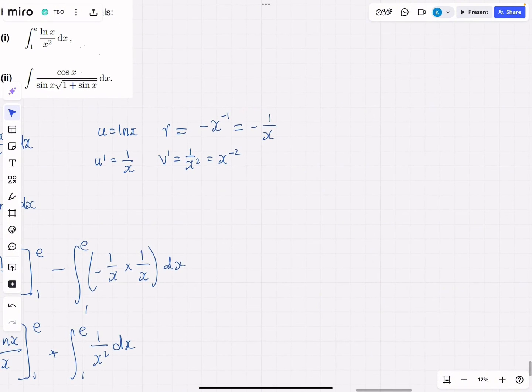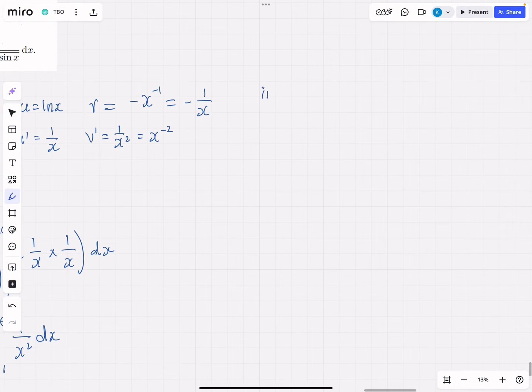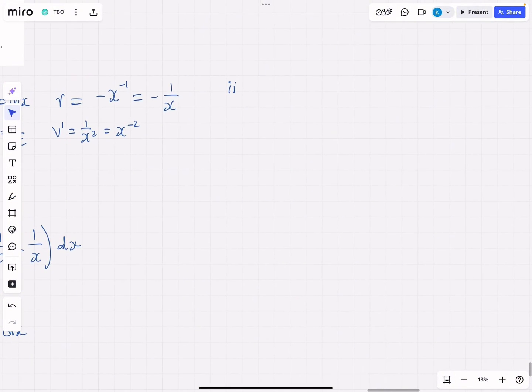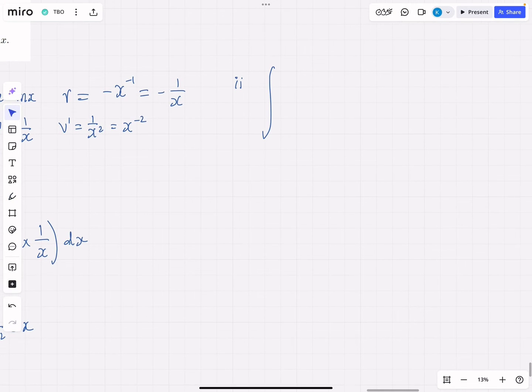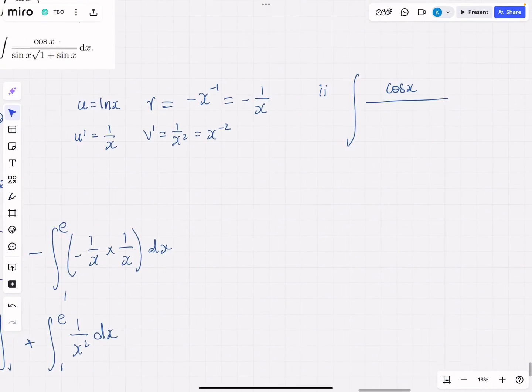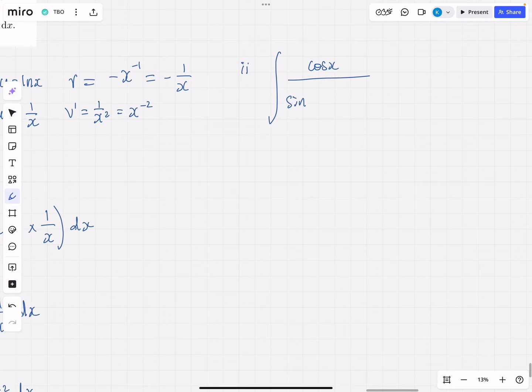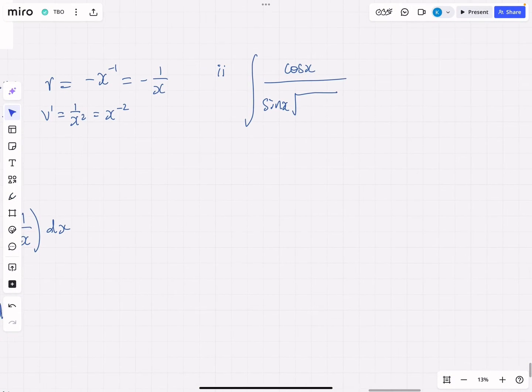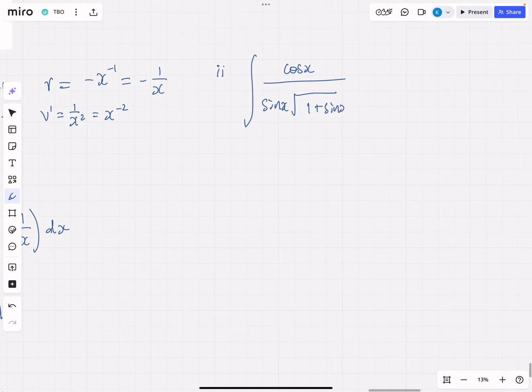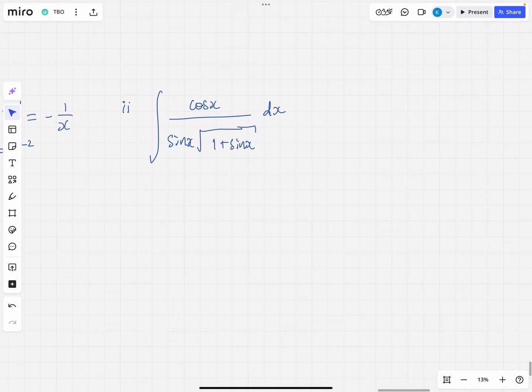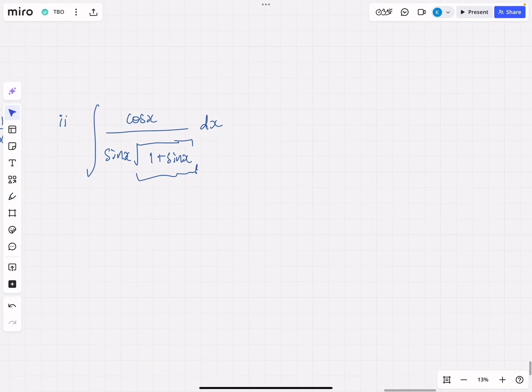Our second integral, we're going to have the integral of cos x over sine x multiplied by the square root of 1 plus sine x dx. Now, immediately I'm thinking, how can I get rid of this square root? Well, I can use a substitution. I can let u squared equal 1 plus sine x.